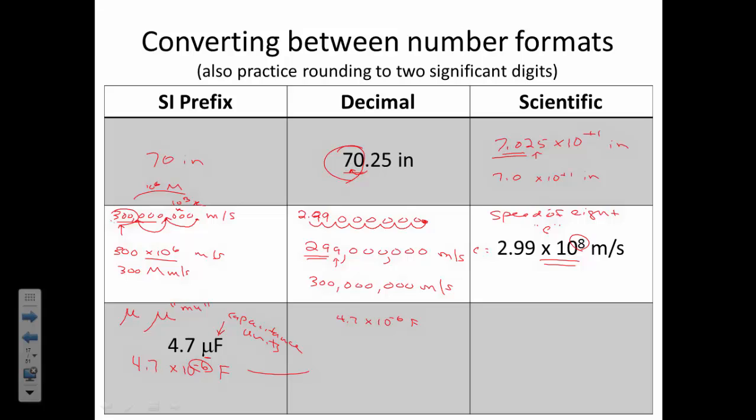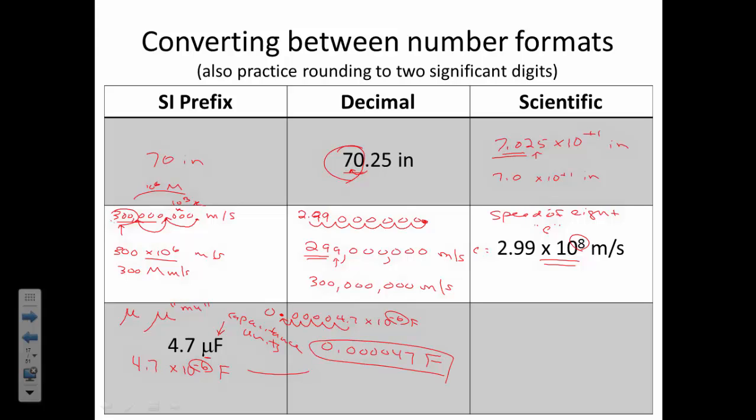Minus 6 means it's going to be a very small number. So I'm going to move my decimal place over six places to make it a small number. So 1, 2, 3, 4, 5, 6. There's my new decimal place right there. And I'm going to fill in leading zeros in front of that. So I'm going to clean this up now. 0.0000047 farads. There's my answer.